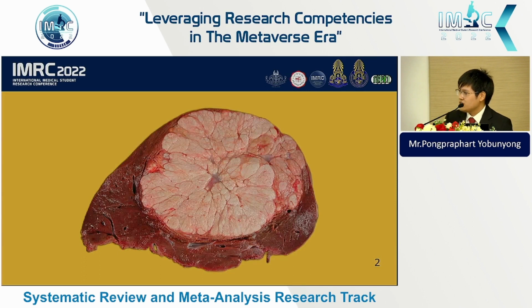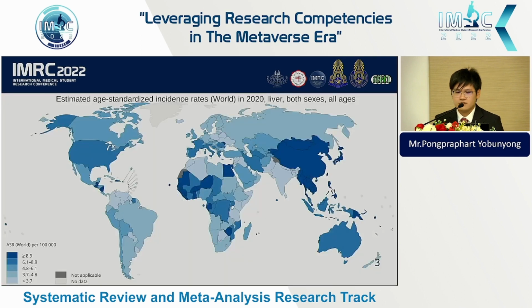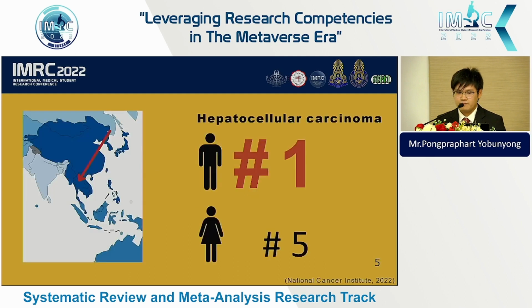Well, this is hepatocellular carcinoma. It is a cancer associated with poor prognosis and bad outcomes for the patient. It is also one of the most common cancers in the world. In 2020 alone, there were 830,000 deaths from liver cancer, which will jump by 55% in 2040, according to the Global Cancer Observatory. What about its role in Thailand? This cancer is the most common cancer in men and the fifth most common in women.